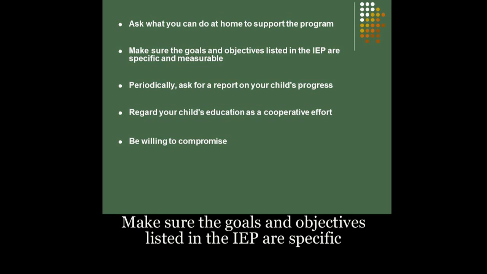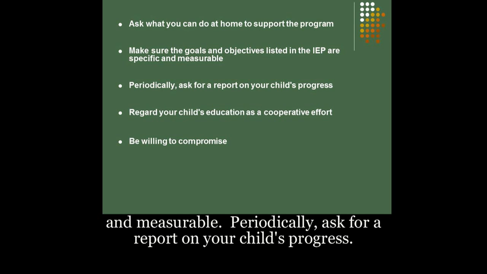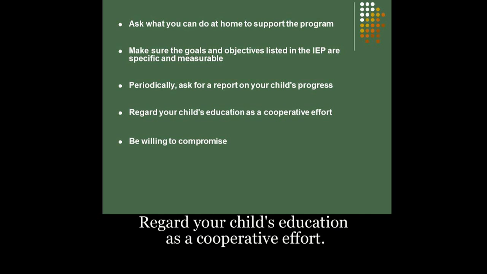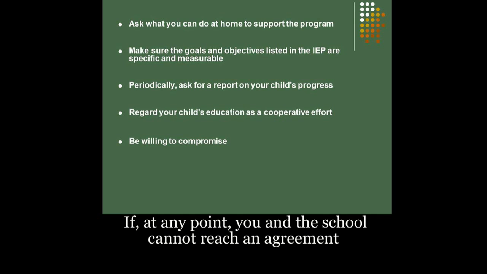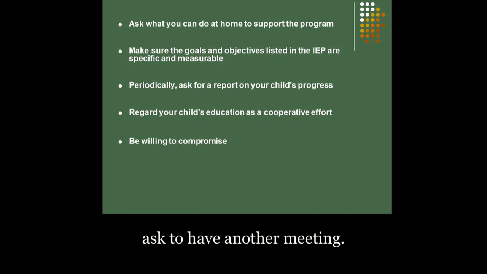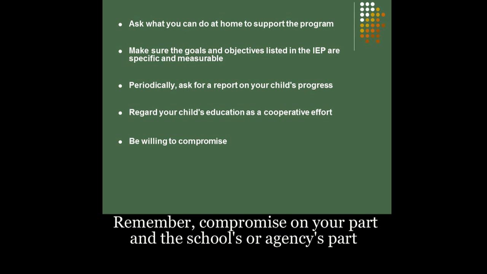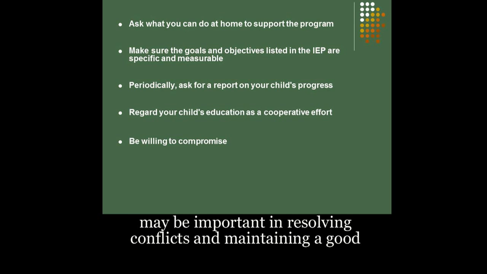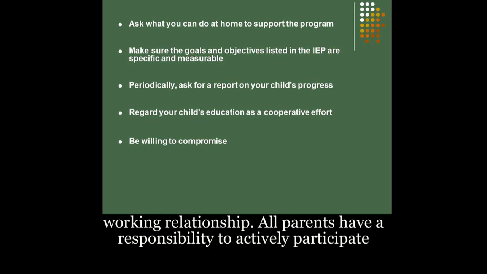Make sure the goals and objectives listed in the IEP are specific and measurable. Periodically, ask for a report on your child's progress. Regard your child's education as a cooperative effort. If, at any point, you and the school cannot reach an agreement over your child's educational and developmental needs, ask to have another meeting. Remember, compromise on your part and the school's or agency's part may be important in resolving conflicts and maintaining a good working relationship.